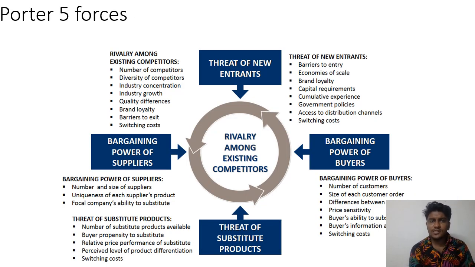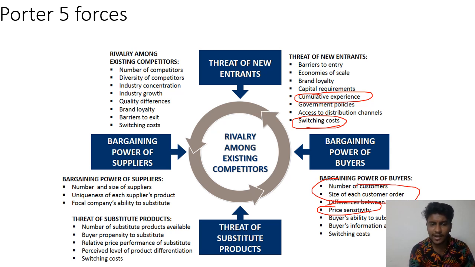Next up, we have Michael Porter's five competitive forces. So we have bargaining power of buyers, threat of substitutes, bargaining power of suppliers, and the threat of new entrants. In the threat of new entrants, there are brand loyalty, switching cost, which is very important, and cumulative experiences. For bargaining power of buyers, we have price sensitivity, the number of customers and the size of customers' orders.